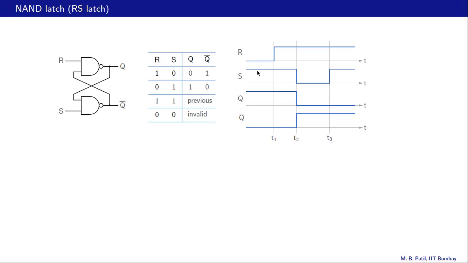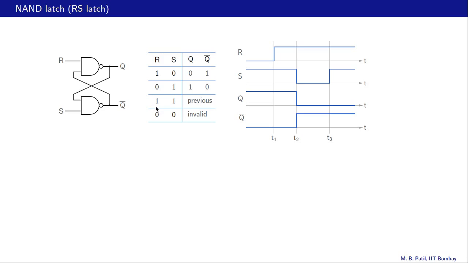and the output Q is therefore determined without any ambiguity. So R is 0, S is 1, so the flip-flop is set to 1. So we have Q equal to 1 and Q bar equal to 0. Alright, now at T1 there is a change. R changes from 0 to 1, S continues to be 1, and now let us look at this table and figure out what should happen.